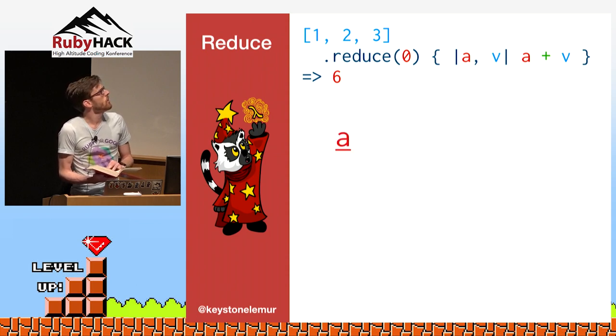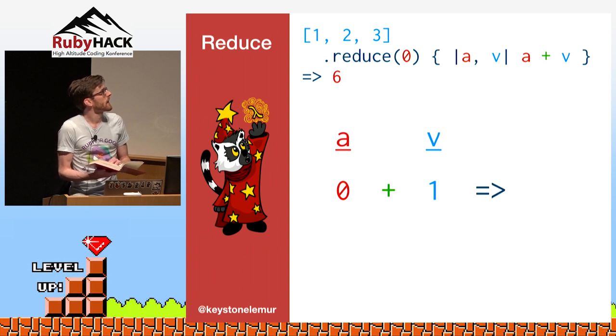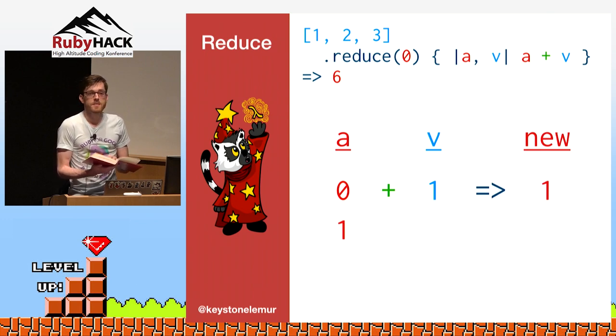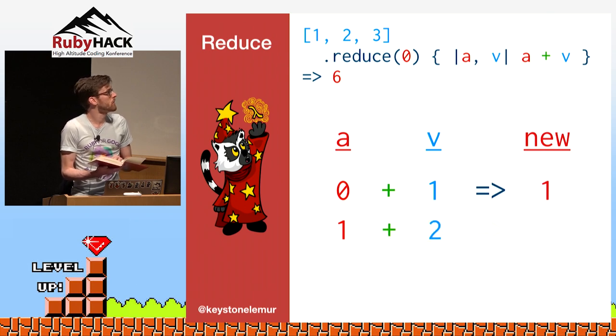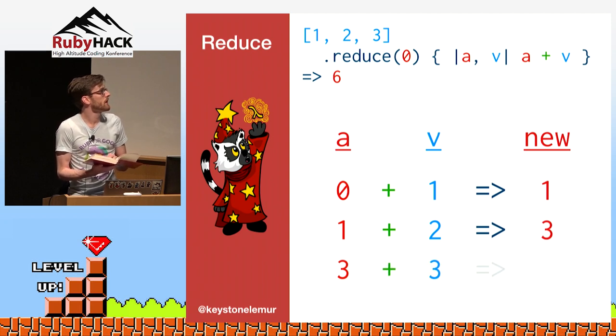So we start with an accumulator of 0. And then we add to that the first value, which would be 1. And from there, we get back a new accumulator, which is going to be our first value, 1. Which means that next loop around, we get back 1 as our accumulator, plus 2. So we get back a new accumulator of 3, which goes to our last one, 3 plus 3, which gives us back 6 as our final item.